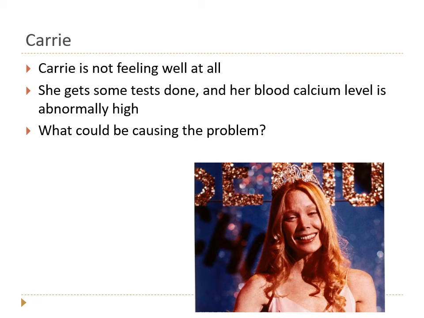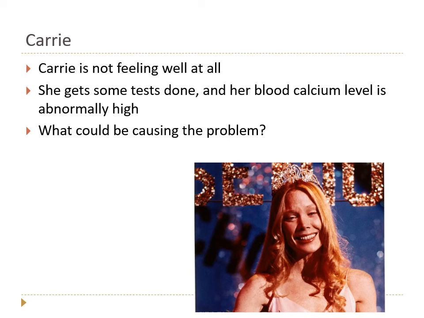So let's say in Carrie's case, however, that parathyroid hormone level comes back normal. So that is not the problem. There is not an overproduction of PTH causing her high calcium. So then we have to think about, well, what else is involved in calcium homeostasis? And of course, the answer is vitamin D. We've talked about this before.